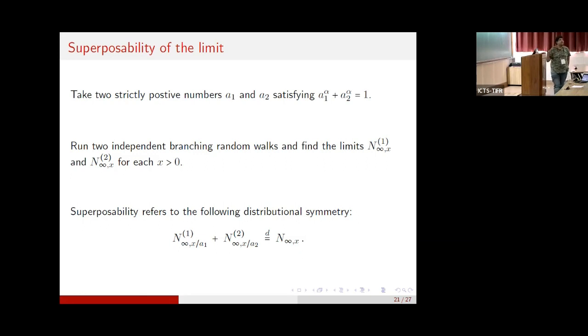Obviously it's a limit, and a limit, as we know, satisfies many symmetries. In this case, it so happens that this is the right symmetry to look at. This was predicted by Brunet and Derrida. And I should mention that in the case when the displacements are light tailed, the same thing was proved by Thomas Madaule.